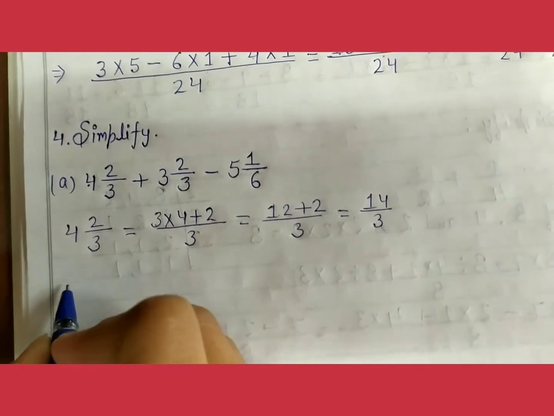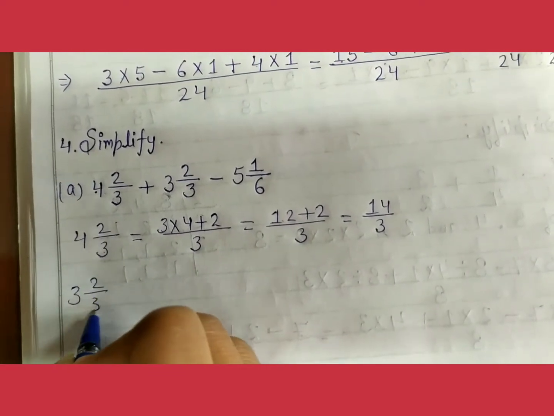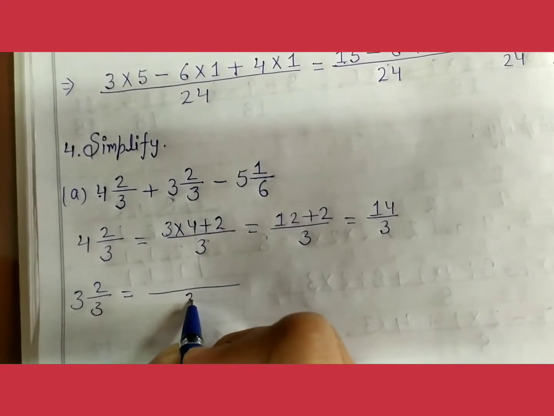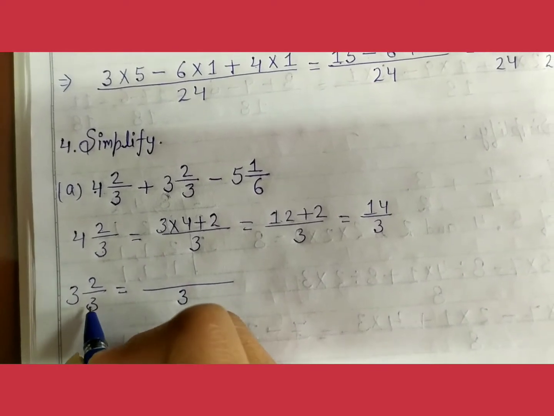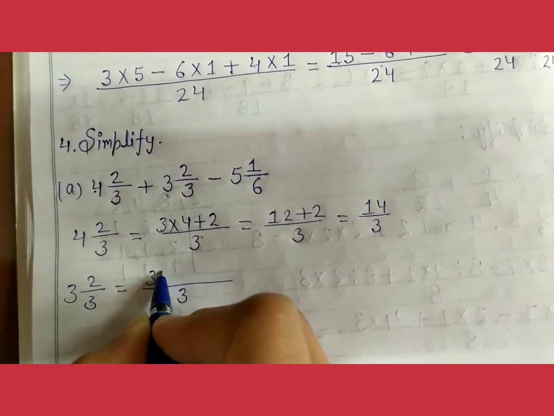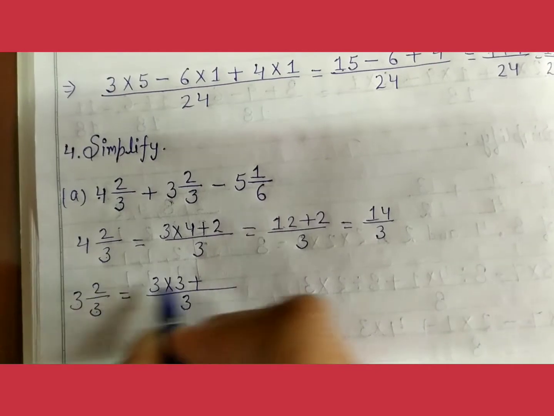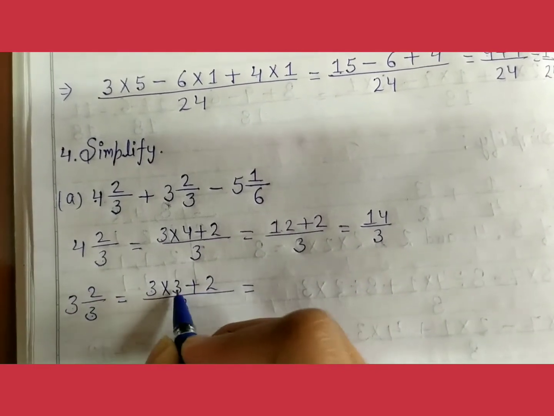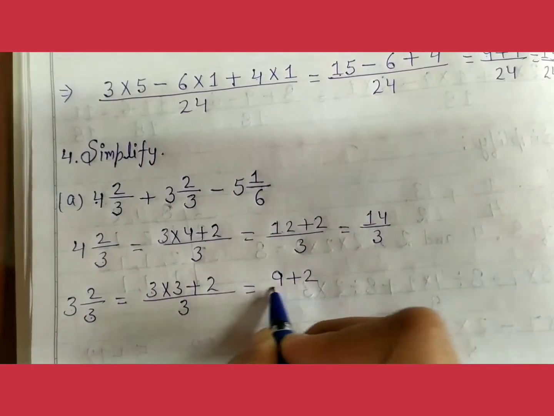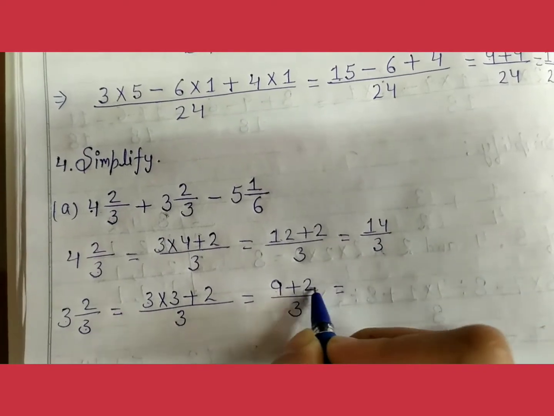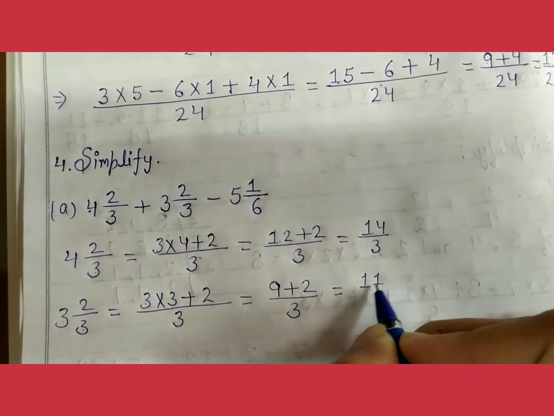Similarly, write 3 2/3. 3 as it is in the denominator. In the numerator, 3 multiply 3 plus 2. 3 multiply 3, 9 plus 2, upon 3. 9 plus 2, 11 upon 3.